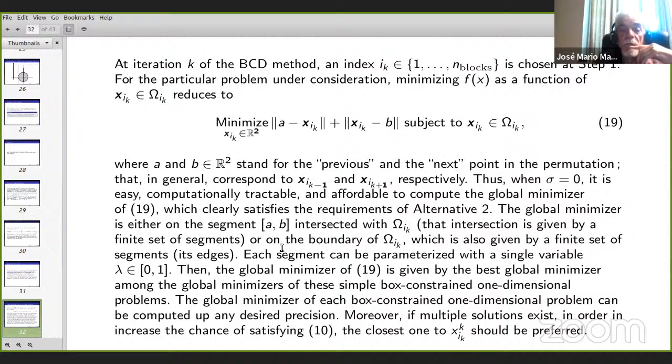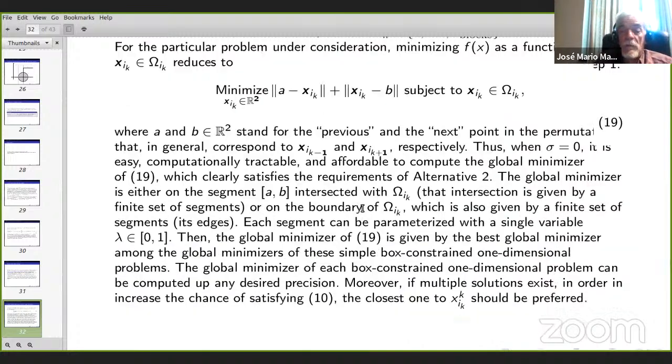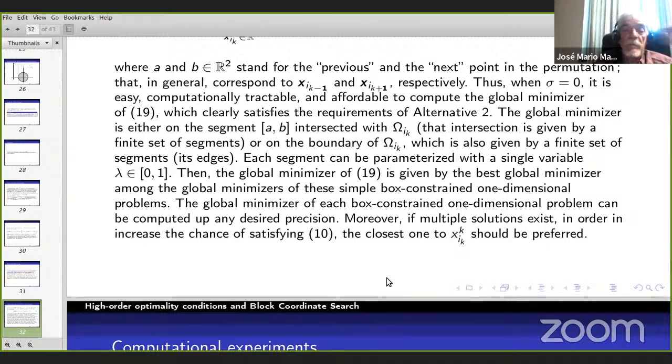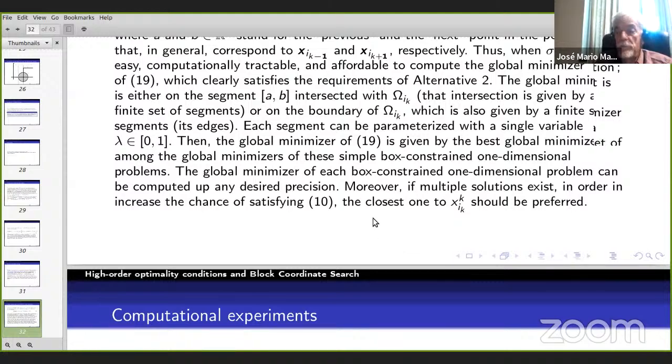The global minimizer is either in the segment AB intersected with omega, or is in the boundary of omega, and this makes it possible to solve the subproblem globally. Each segment of the boundary can be parameterized with a single variable, and the global minimizer is the best among the global minimizers of these simple box-constrained one-dimensional problems. The global minimizer of each box-constrained one-dimensional problem can be computed up to any desired precision. And if multiple solutions exist, in order to increase the chance of satisfying the sufficient descent condition, the one closest to the present point would be preferred.